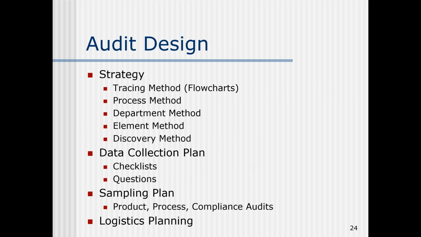So we determine our strategy. Are we going to do a tracing method, process, department, discovery method? I don't advocate the discovery method. You just show up in an area and start looking for what they're doing wrong. For a system audit, we prefer the process method of looking at the processes themselves, looking at the inputs, the outputs, the risks, and how the processes are being controlled and managed by the organization.